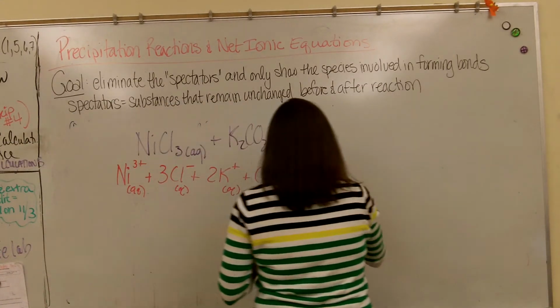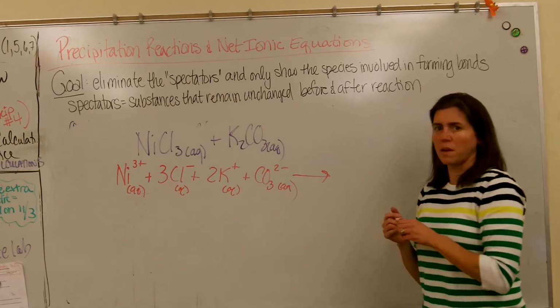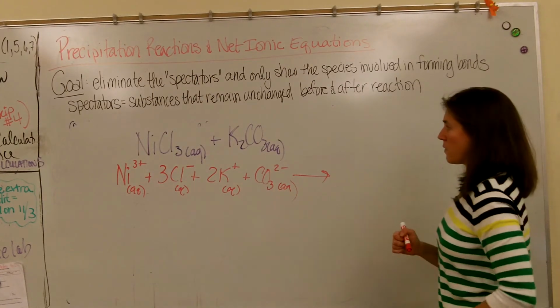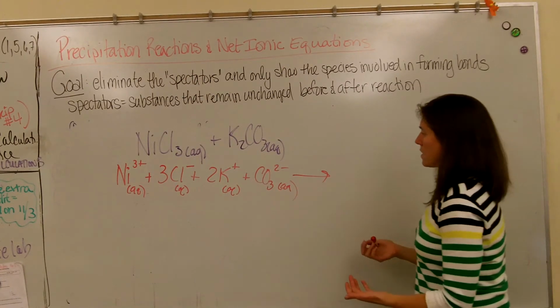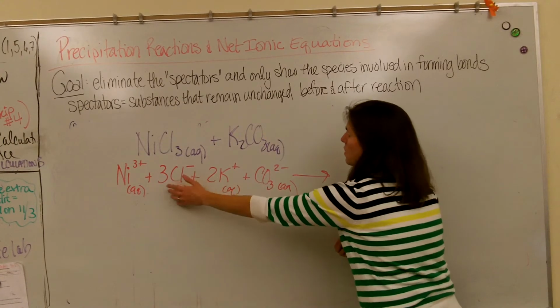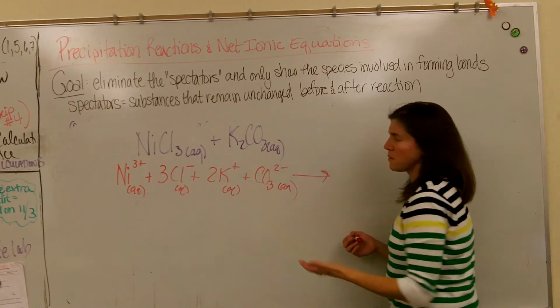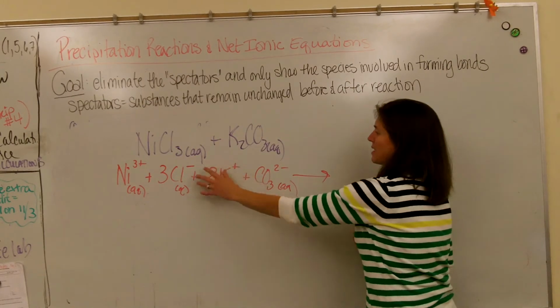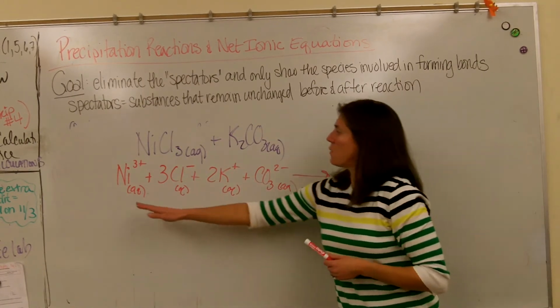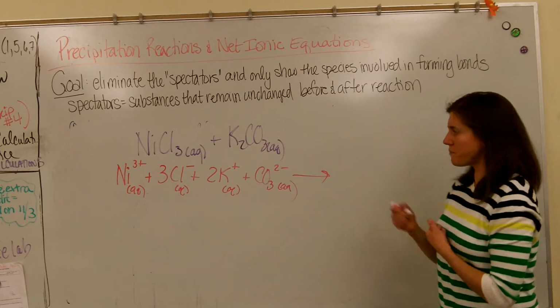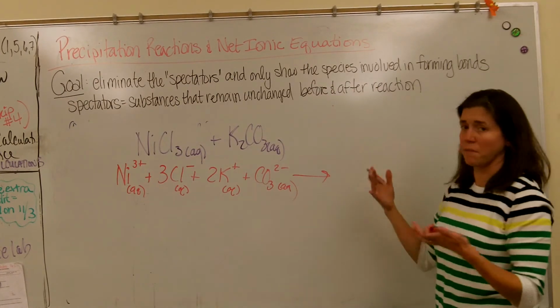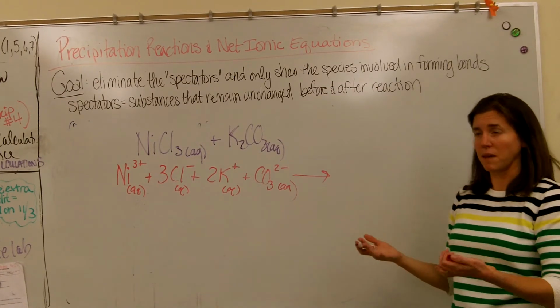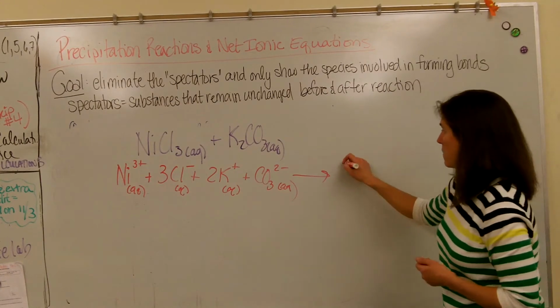In my products, I formed a solid, so 2 of these things must have come together and stuck together in solid form. So what are your options? Well, could it be potassium and chlorine? Well, all potassium compounds are soluble because it's one of my alkali metals. So it must not be these guys. What else could it be? Well, I've got a nickel and I've got a carbonate. And those aren't on my list as being soluble, so that means I'm going to assume it's insoluble.